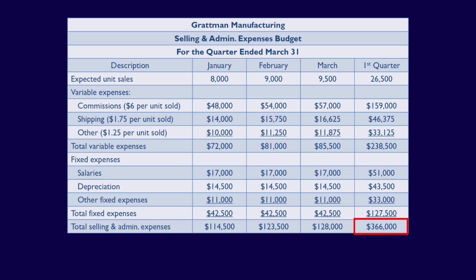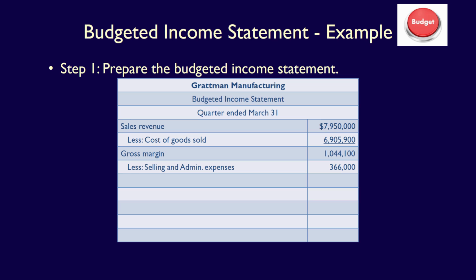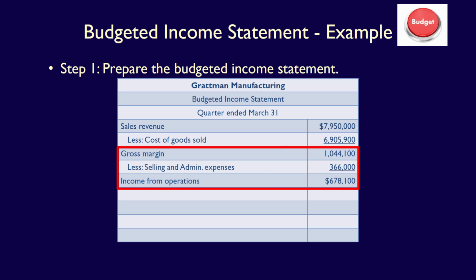We then need the selling and administrative expenses, which we of course get from our selling and admin expenses budget. Looking at the total for the first quarter, it's equal to $366,000, which we're going to transfer into the budgeted income statement as the selling and admin expense, $366,000. We now calculate the income from operations, which is the gross margin of $1,044,100 less the selling and admin expenses, $366,000. So income from operation is $678,100. Note that this is also called operating income.